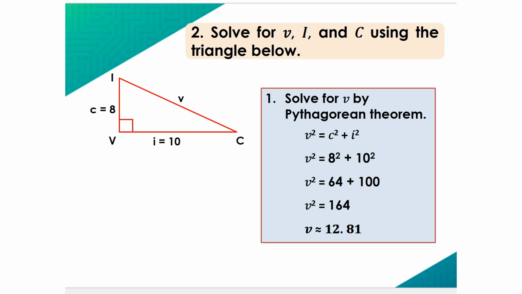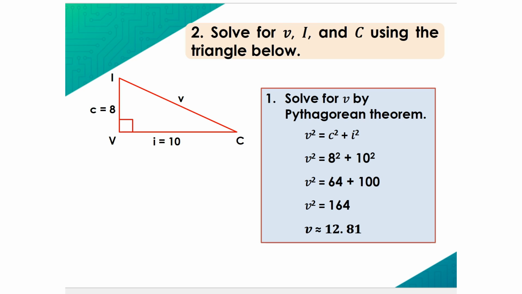Number 2. Solve for v, I, and c using the triangle below. We are going to solve the missing side, which is the hypotenuse represented by v. And for us to know the value of v, we will use the Pythagorean theorem. The two legs of the right triangle are already given, so we are going to use c and I to represent the legs.